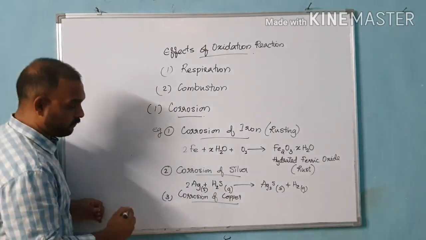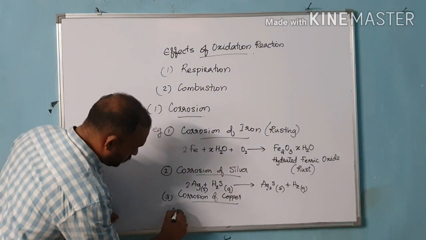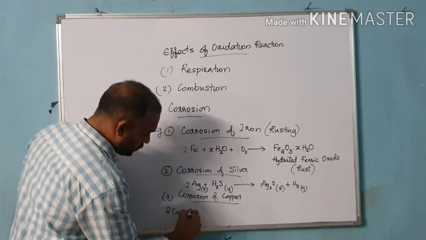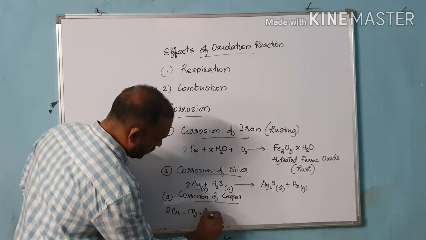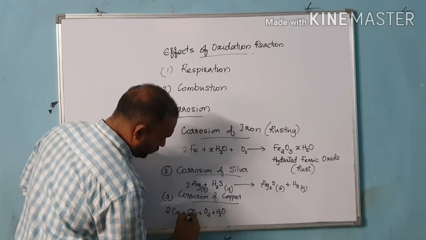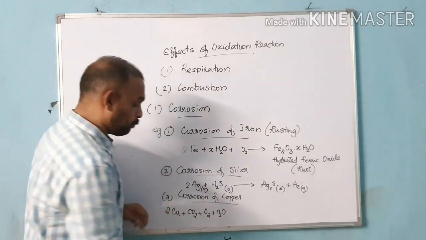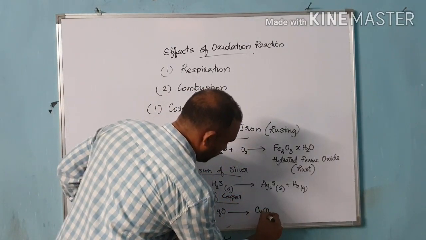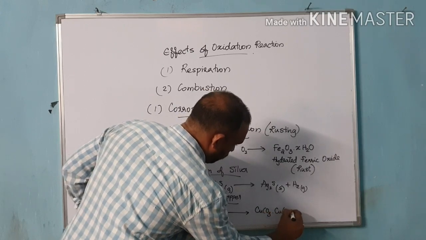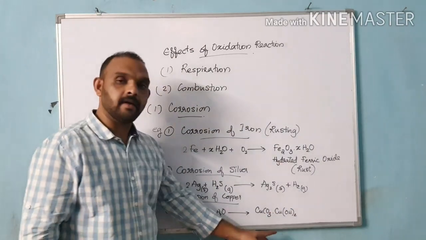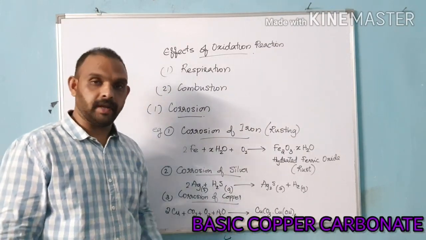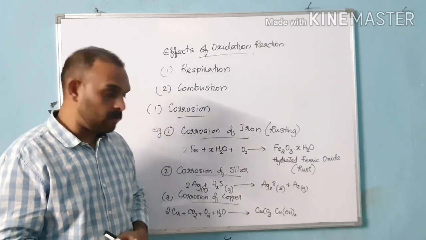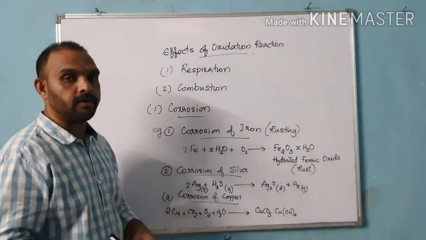Okay, so let's write the equation. Copper plus CO2 from the atmosphere plus O2 plus H2O, all from the atmosphere, humid air, will give CuCO3·Cu(OH)2. This is the basic copper carbonate. Because of this, it will acquire a green color coating. So these three are the examples of corrosion.